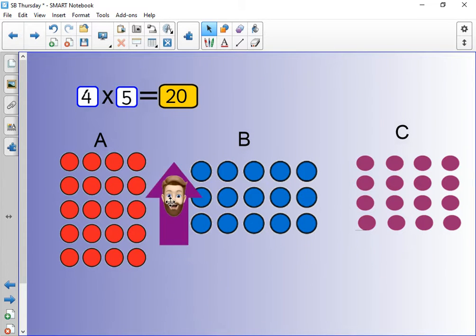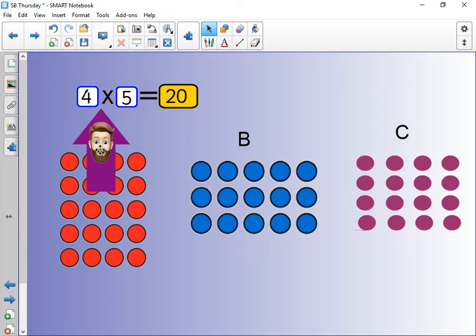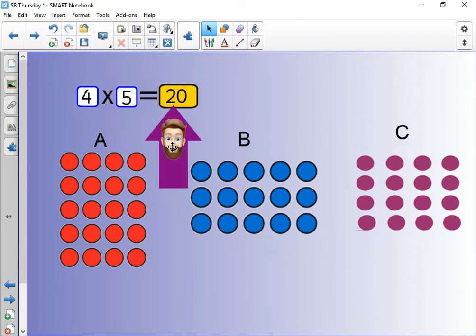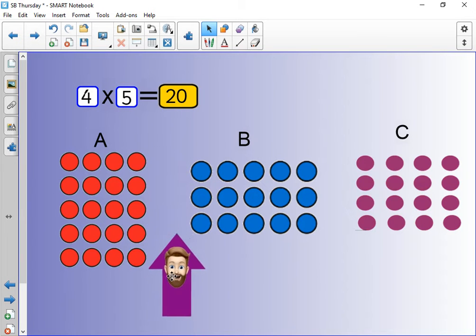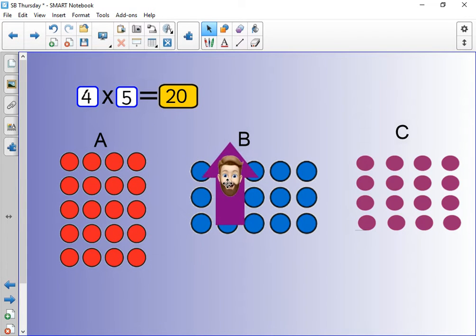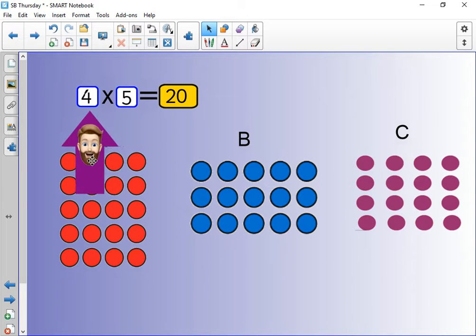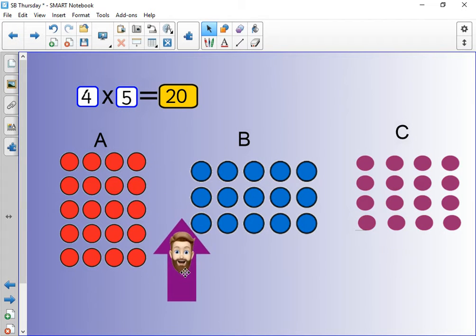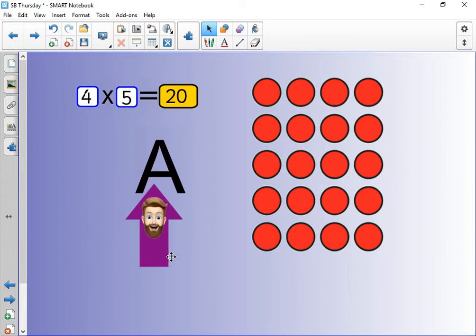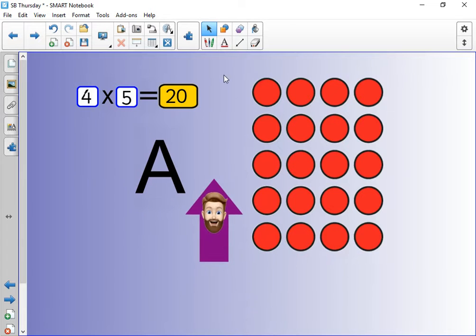Okay, so I've got a calculation here. 4 multiplied by 5 equals 20. Which one is the correct array? Is it A, B, or C? Have a look. Well, my calculation says 4 groups of 5. Which one shows 4 groups of 5? Should we find out the answer? It's A. Did you see the 4 groups of 5?